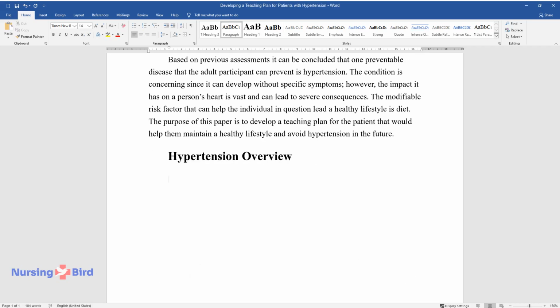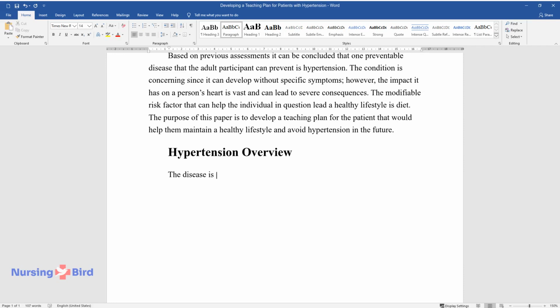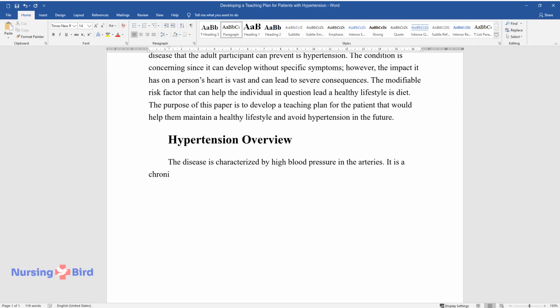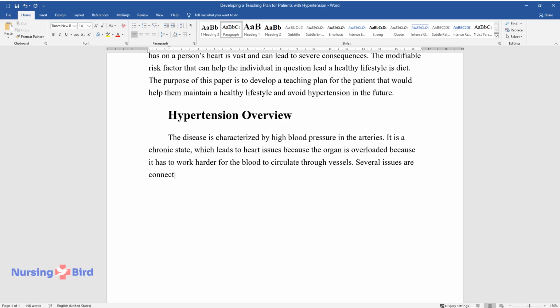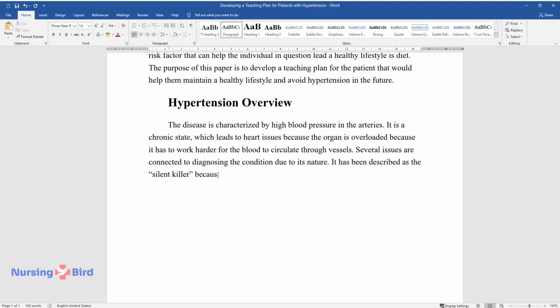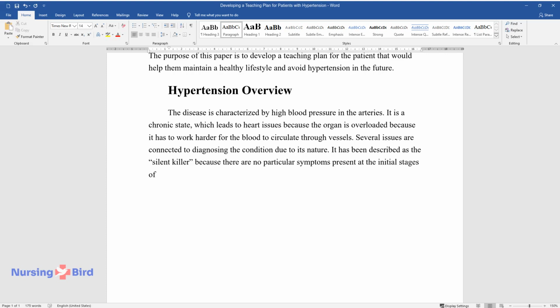Hypertension overview. The disease is characterized by high blood pressure in the arteries. It is a chronic state, which leads to heart issues because the organ is overloaded because it has to work harder for the blood to circulate through vessels. Several issues are connected to diagnosing the condition due to its nature. It has been described as the silent killer because there are no particular symptoms present at the initial stages of developing hypertension. Blood pressure assessment is the primary approach to identifying whether a person is at risk or has the disease.